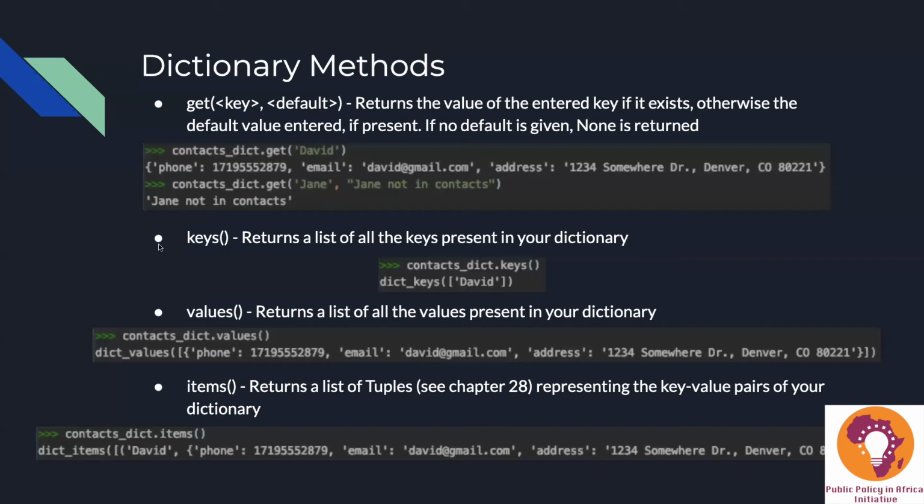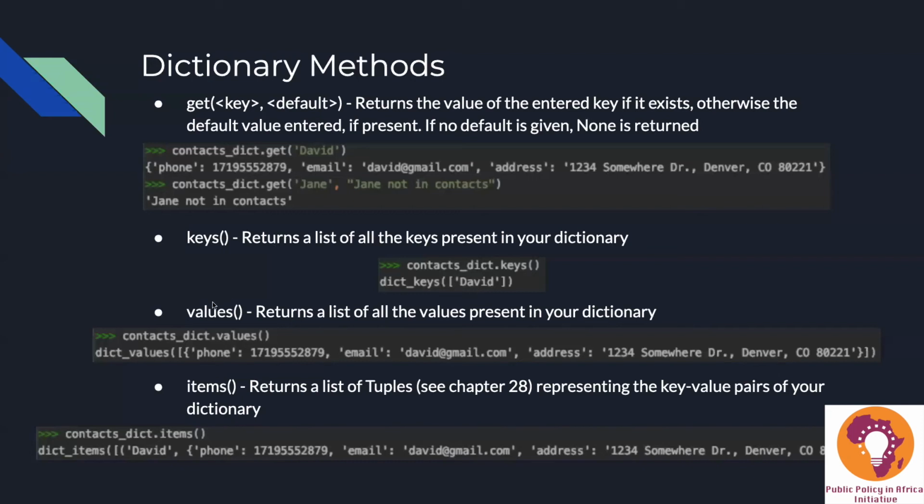So there's the keys method. The keys method returns a list of all the keys present in your dictionary. So I want to do contacts dict.keys. Here it just returns the dict keys, and here's a list, and the only key I have in my contacts dictionary is David. So David's the only key that's returned.